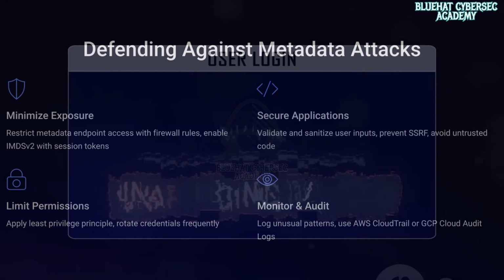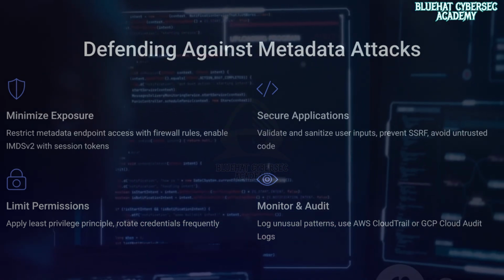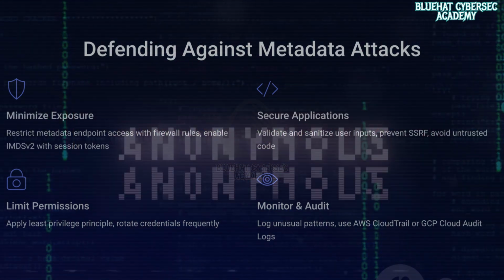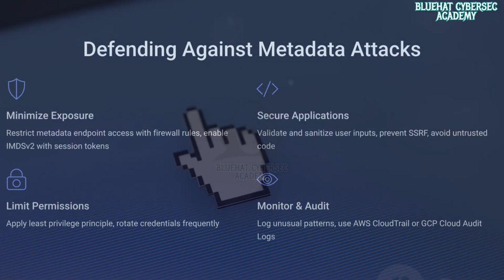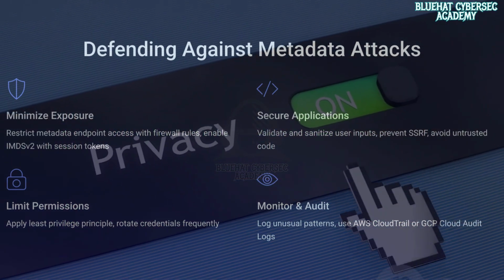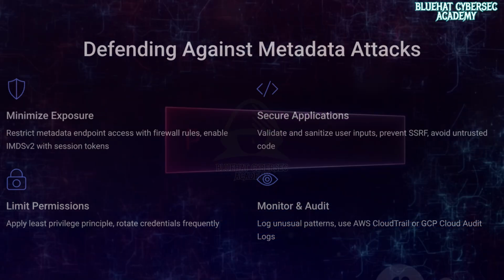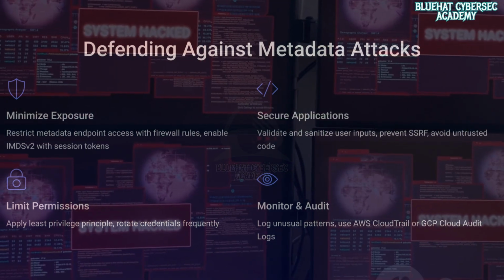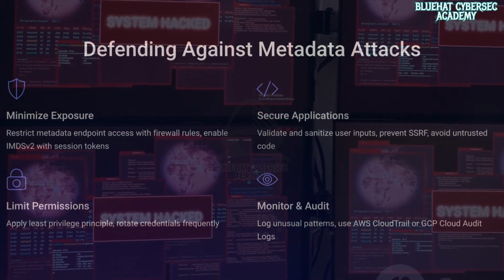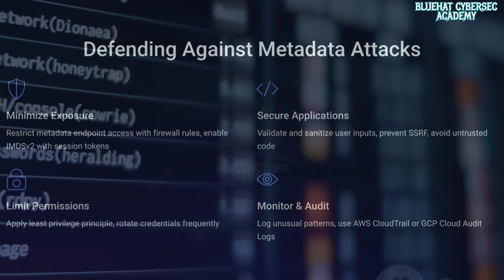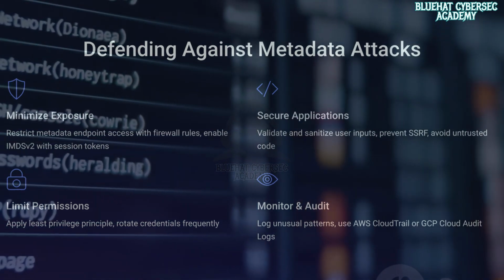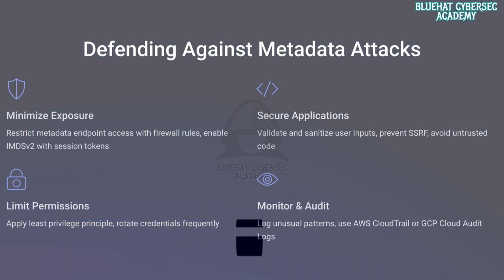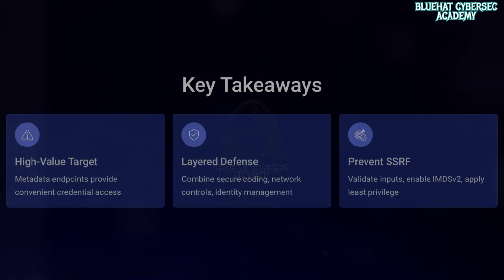Second, secure your applications. Always validate and sanitize all user inputs to prevent SSRF attacks and avoid running untrusted code or privileged containers. Third, limit permissions. Follow the principle of least privilege by assigning only necessary permissions to roles or service accounts. Rotate and expire credentials frequently. And finally, monitor and audit. Log and alert on unusual access patterns to metadata endpoints. Use cloud-native security tools like AWS CloudTrail or GCP Cloud Audit Logs to track token usage. Implementing these steps will significantly reduce your attack surface and keep your cloud environment much safer.